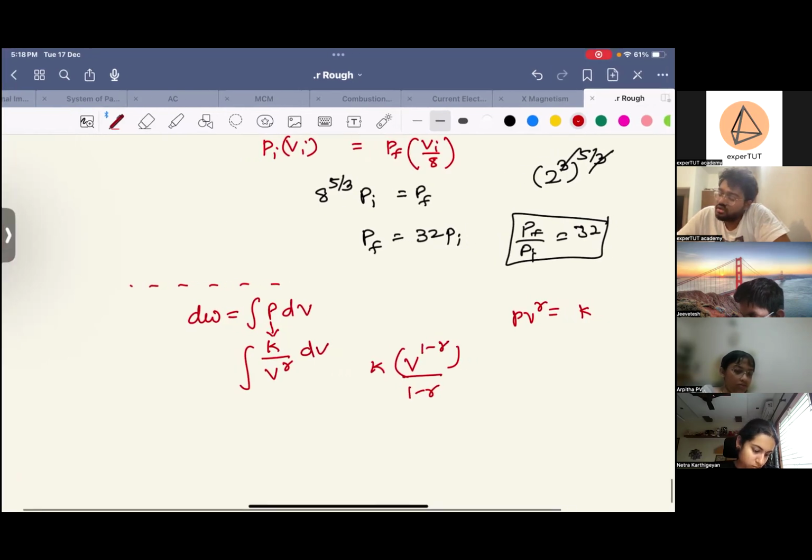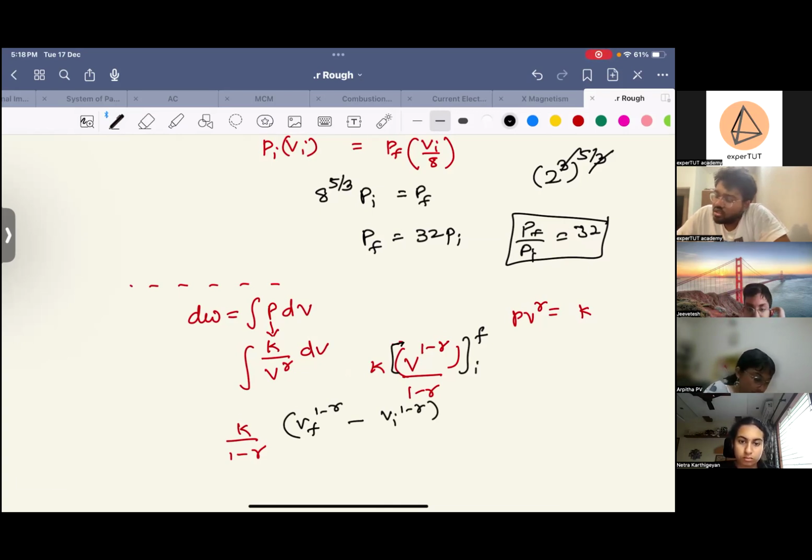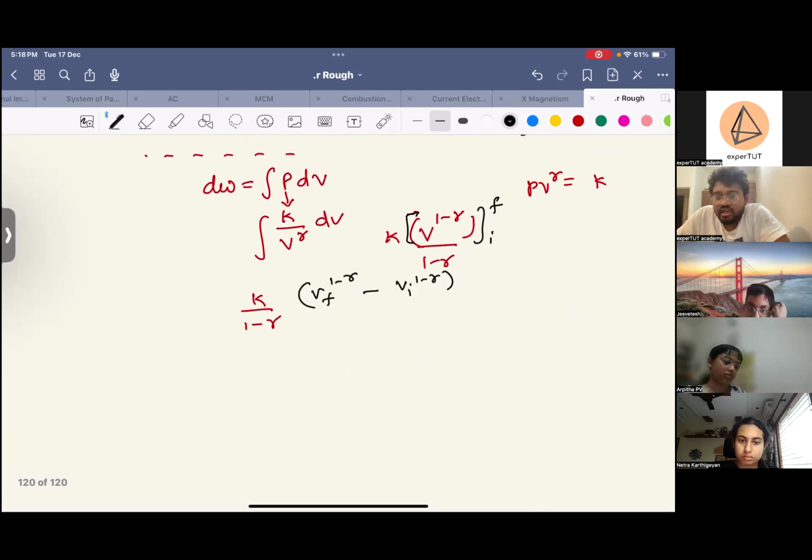Now see this. This is K by 1 minus gamma, which can be outside, and you will put limits, right? If you put limits here, initial to final, right? So you will get Vf raised to 1 minus gamma minus Vi raised to 1 minus gamma. Yes or no? Right? Now watch carefully. Now I'll let the K enter this. If I let the K enter this, this will be 1 by 1 minus gamma into K Vf raised to 1 minus gamma minus K Vi raised to 1 minus gamma.